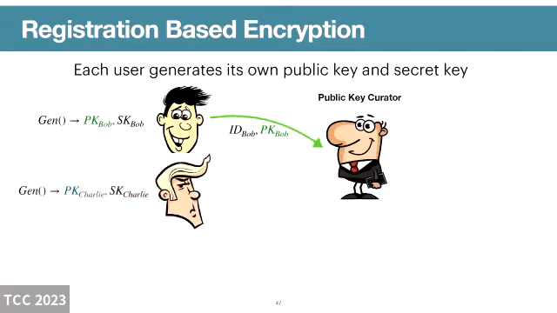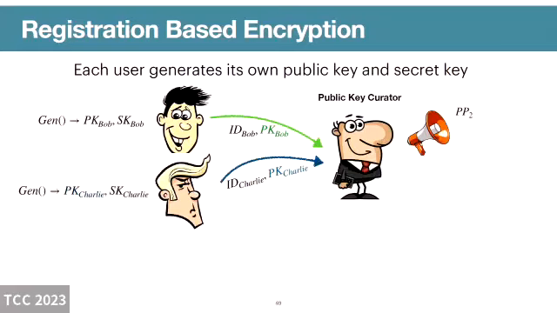After that, Charlie joins. Again, he will generate a public key and a secret key pair for himself, and similarly, he will send his identity and his public key to the public key curator. The public key curator will again run its aggregation function on the public key of Charlie, Charlie's identity, and the previous public parameter, and then announces a new public parameter, which is PP2 here.